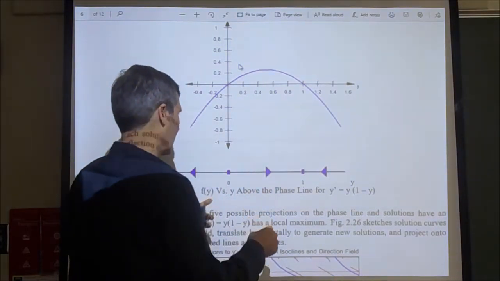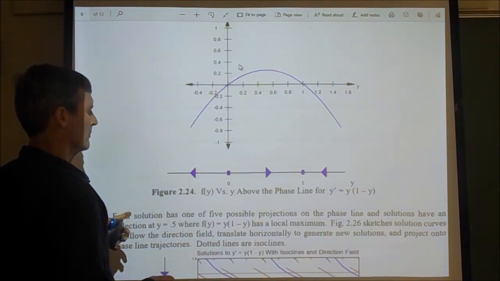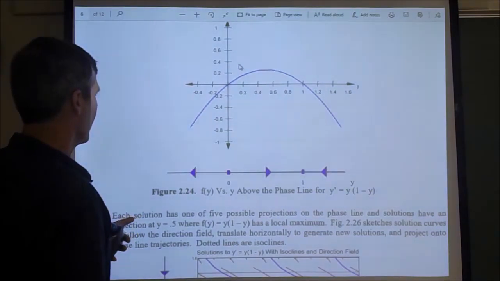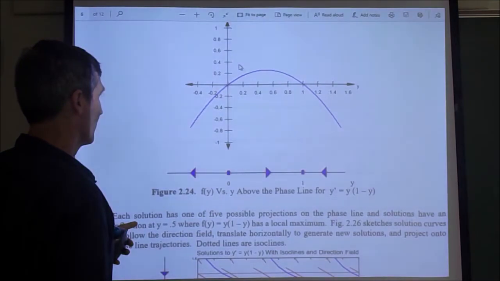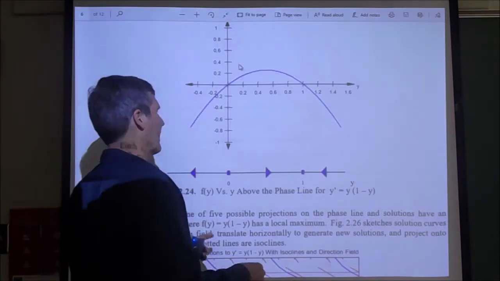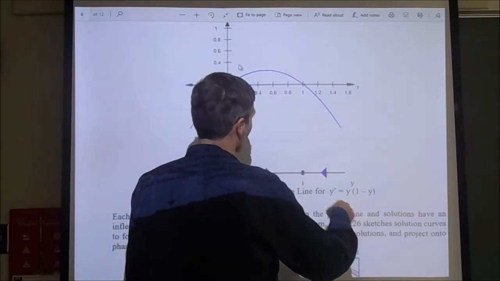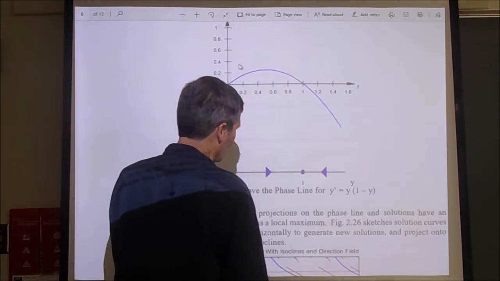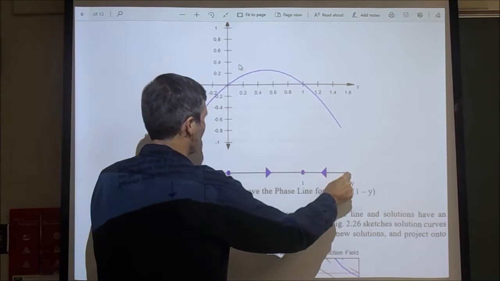No, it's positive. I'm sorry, I'm getting it backwards. Sorry. Positive, when this is between 0 and 1, times positive when it's between 0 and 1, is positive. So the y prime is positive. That means the solutions are increasing. They have positive slope. So you draw an arrow this direction, meaning solutions move towards increasing y values.